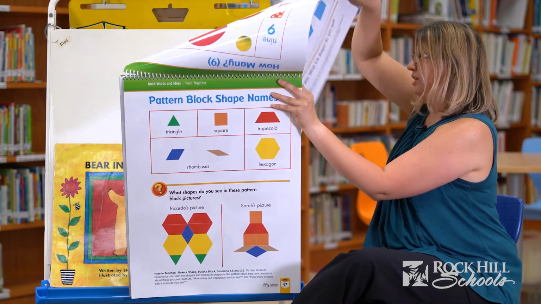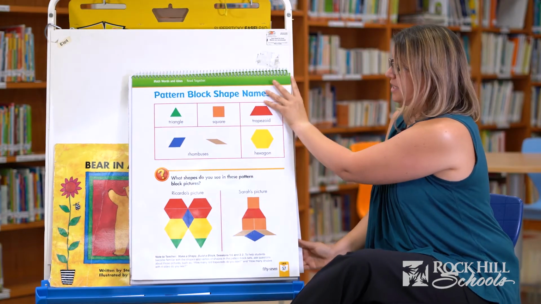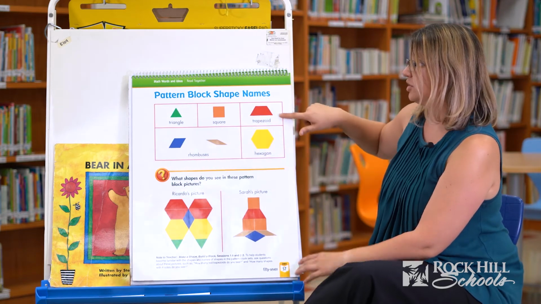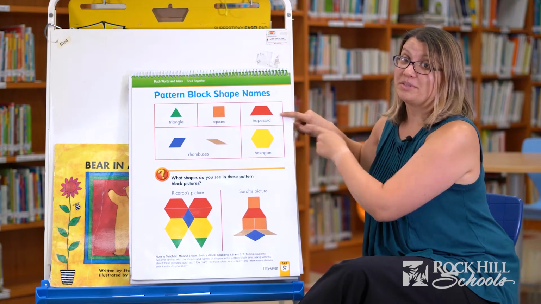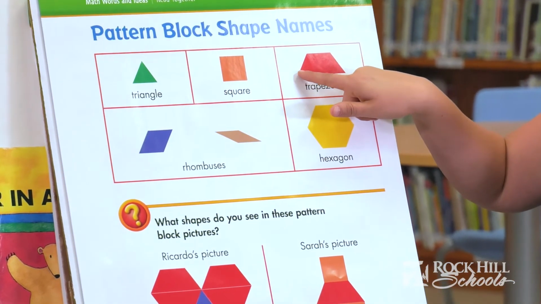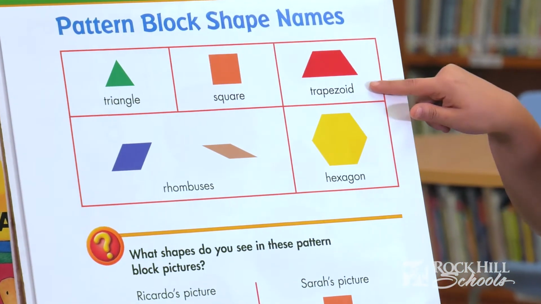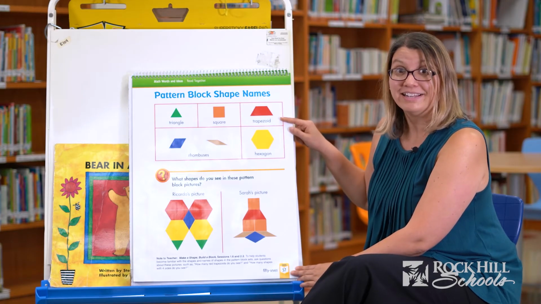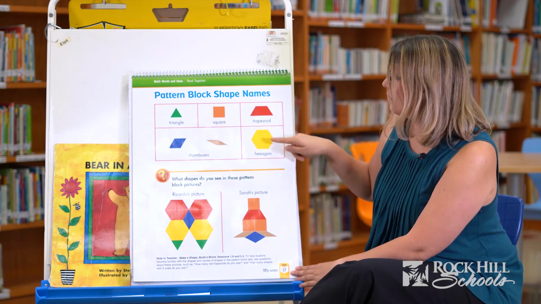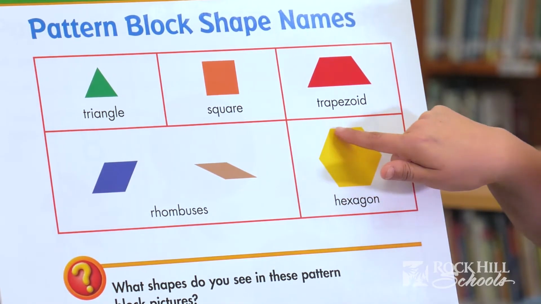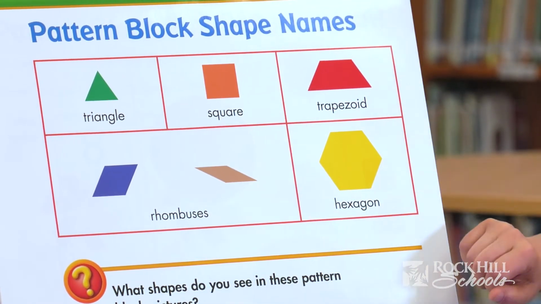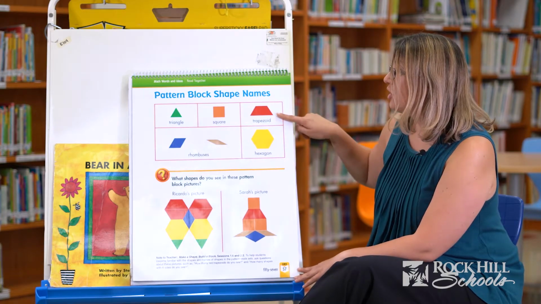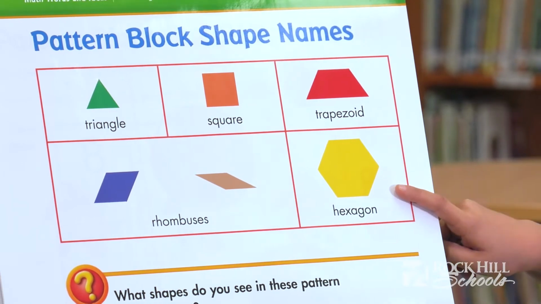Now, on this page, you can see we have some of the ones, the triangle, the square, the rhombuses, but look at these two. These were not in the book, but they're very important. Does anybody remember what this shape was? Did someone say trapezoid? That is a tricky word, but you're right, it is a trapezoid. And who remembers this one? It has 6 sides. Hexagon, yes, that's a hexagon. So trapezoids and hexagons are also very important.